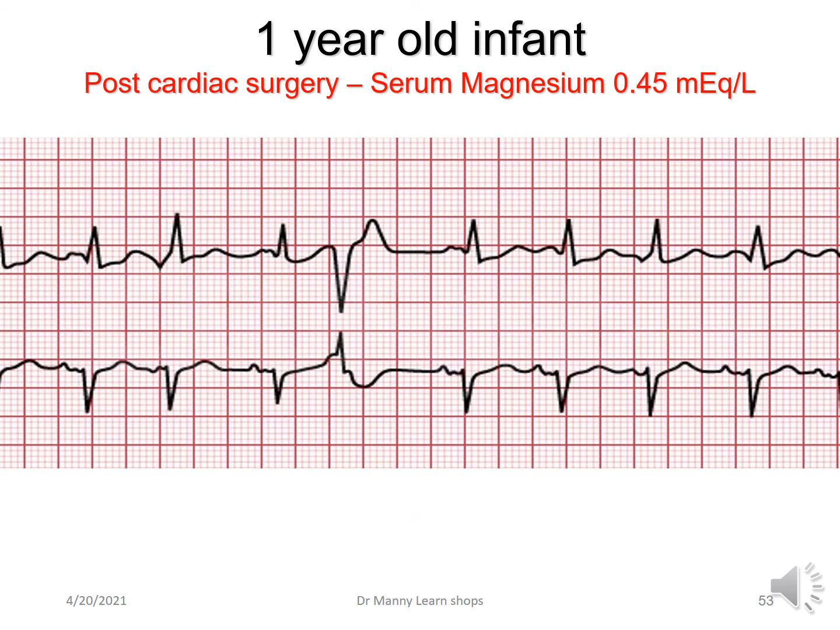Then you've got a 1-year-old infant, post-cardiac surgery. The serum magnesium is 0.45 milliequivalents per litre. Normal is typically above 1, and in cardiac surgical patients it should be a little bit higher, maybe 1.5 milliequivalents per litre, because they're very sensitive to low magnesium. So what are you seeing?